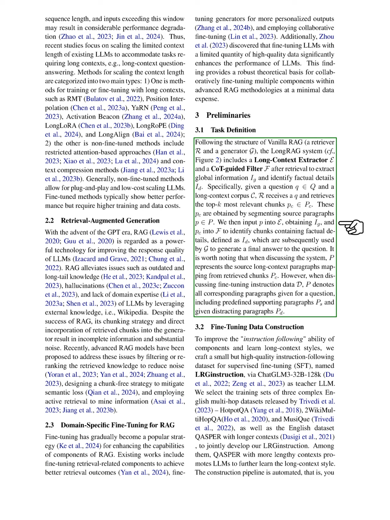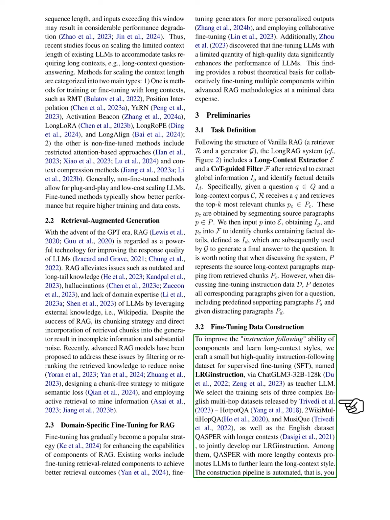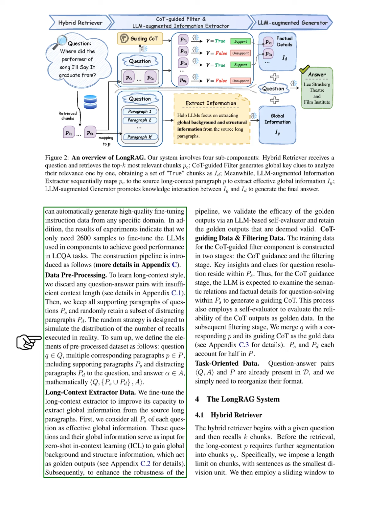Given a question and a long context corpus, the retriever identifies the most relevant chunks, which are then processed to extract necessary information for generating answers. For fine-tuning data construction, we create a high-quality instruction following dataset called LRG instruction using a teacher LLM. We select training sets from various complex datasets to enhance our instruction dataset, particularly focusing on those with longer contexts to improve LLM performance. Our automated construction pipeline allows for efficient generation of fine-tuning data, and experiments show that we can achieve good results with just 2,600 samples.